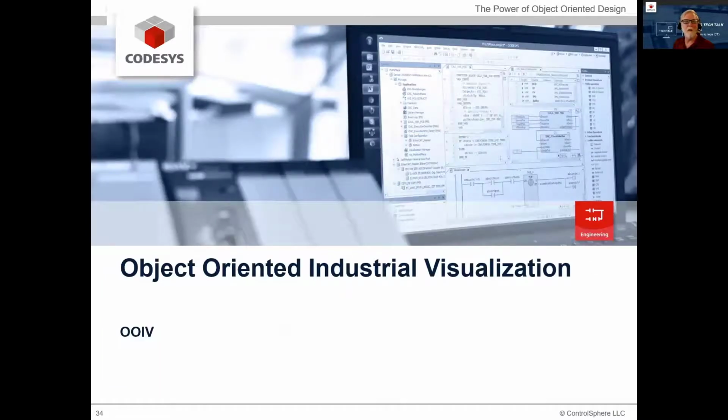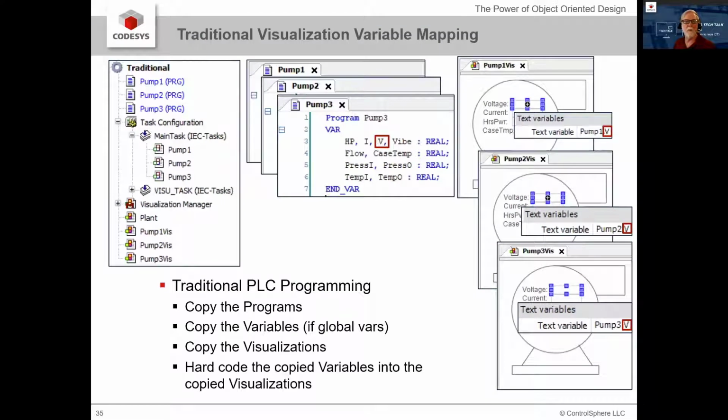All right, let's talk about object-oriented industrial visualization. So this is now the visualization half of this formula. Going back to our example with the pumps, just like programs can declare instances of reusable function blocks, visualizations can declare instances of reusable visualization blocks. I call them visualization blocks; I think other people call them frames. It's a little ambiguous, so I like to use visualization blocks because they're basically identical to function blocks. They're almost a one-to-one correspondence between them.